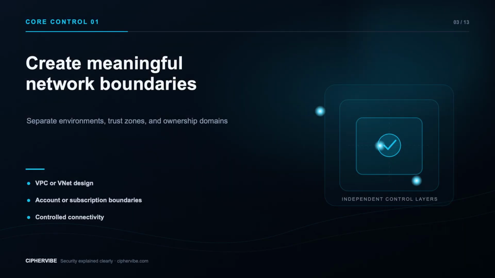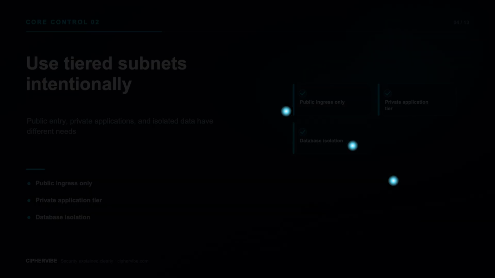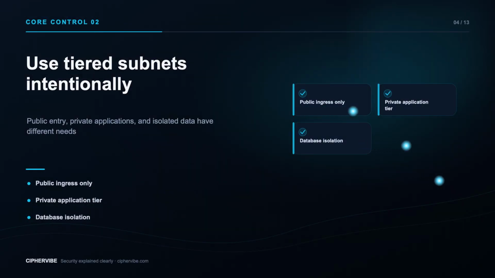The first building block is create meaningful network boundaries. Use VPCs, VNets, projects, accounts, or subscriptions to separate meaningful ownership and risk domains. Keep production distinct from development, define approved interconnection paths, and avoid a flat network where any workload can discover and reach unrelated systems. The second building block is use tiered subnets intentionally.